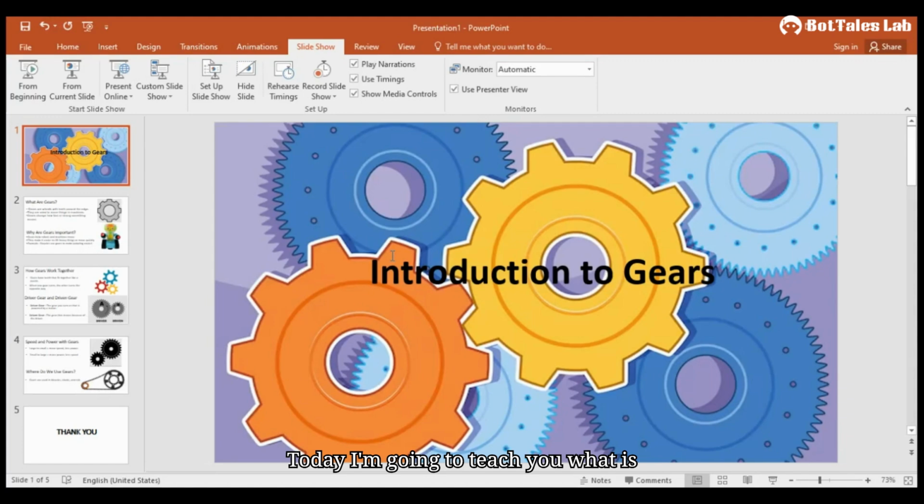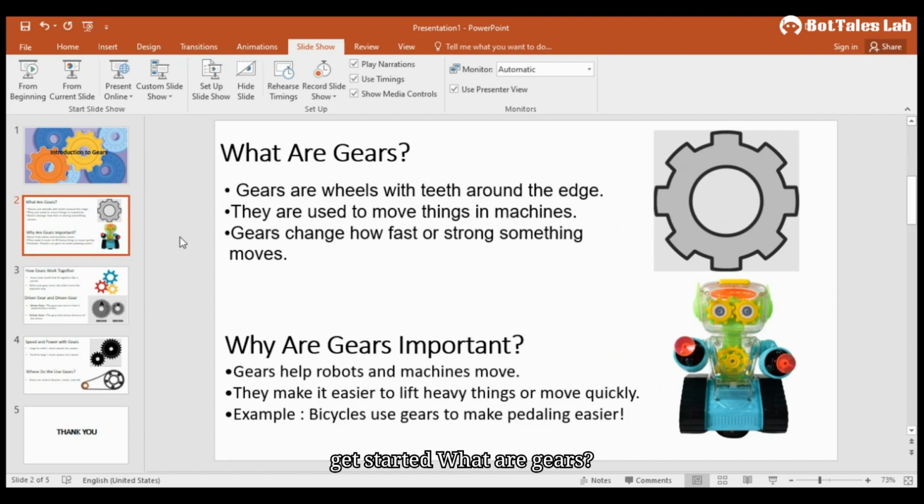Today I'm going to teach you what gears are and where we use gears. So our topic today is introduction to gears. Let's get started. What are gears? Gears are wheels with teeth around the edge. They are used to move things in machines. Gears change how fast or strong something moves.